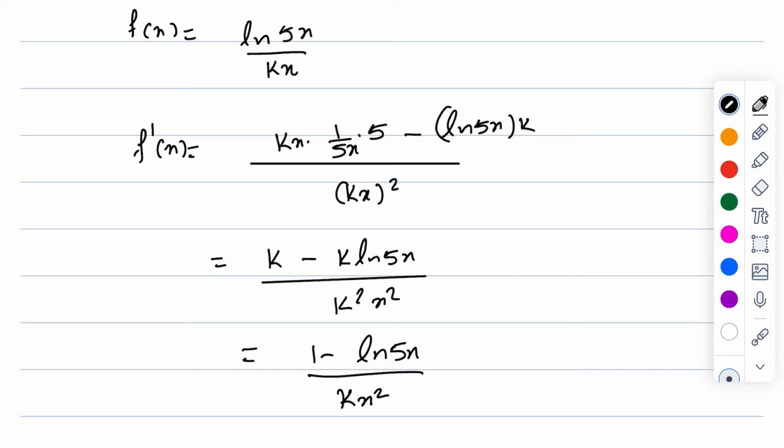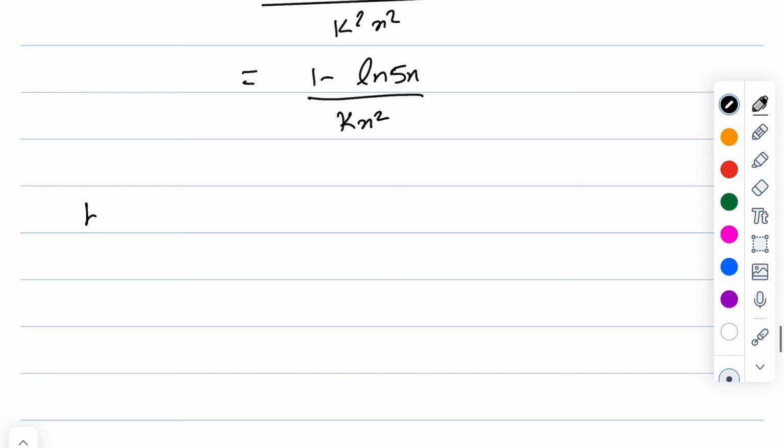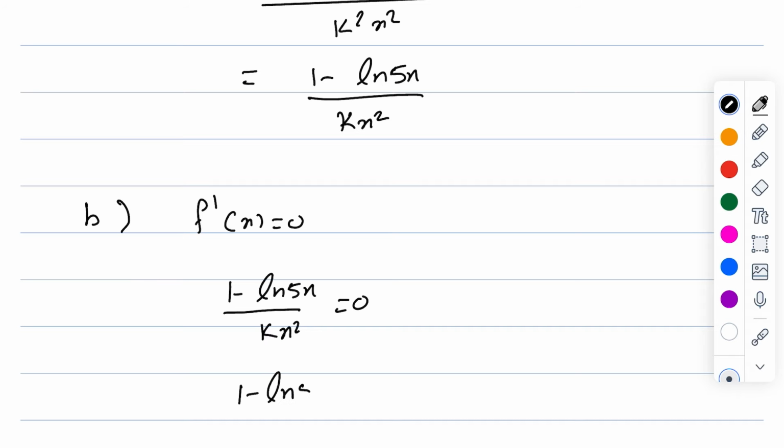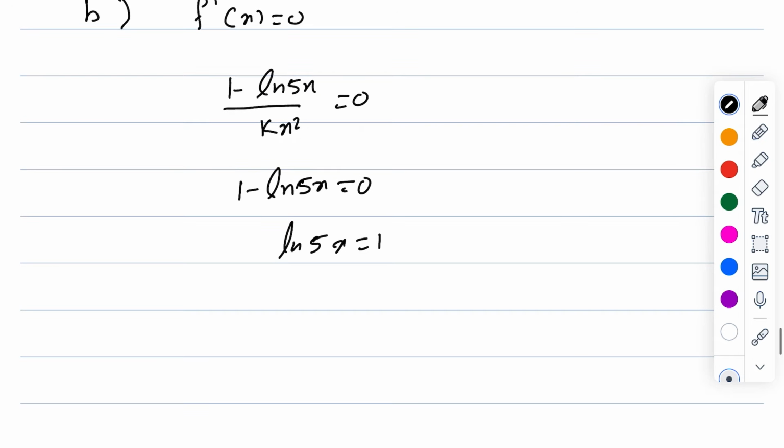Part B, the graph of f has exactly one maximum point. Find the y coordinate of P. So he's asking for only one maximum point, which means f prime x should be equal to 0. So 1 minus ln 5x divided by kx square should be equal to 0. 1 minus ln 5x equals 0, ln 5x equals 1, 5x equals e, x equals e upon 5. That is the value of the x coordinate.